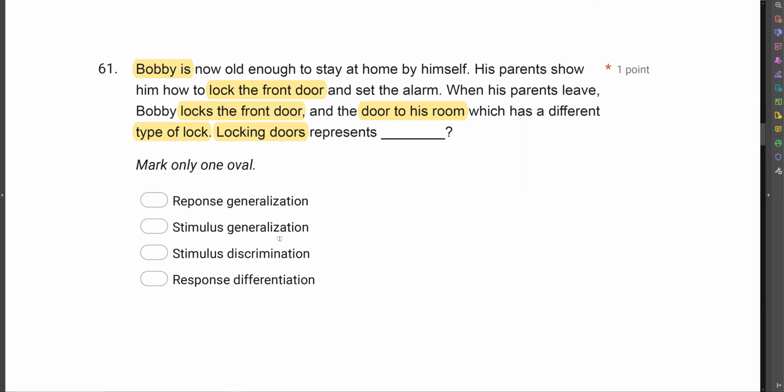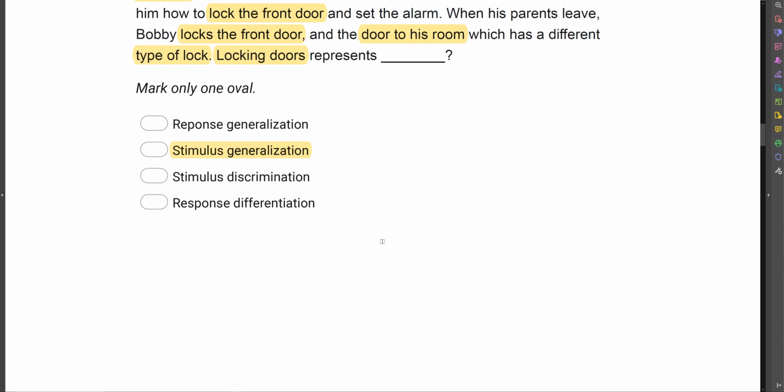It isn't necessarily stimulus discrimination, right? Because he's just going to the different locks and locking them. And it isn't response differentiation because it's a single response. Response differentiation is when multiple responses occur, right? And we're choosing between these different responses. All he's doing is generalizing across the locks. It is stimulus generalization.